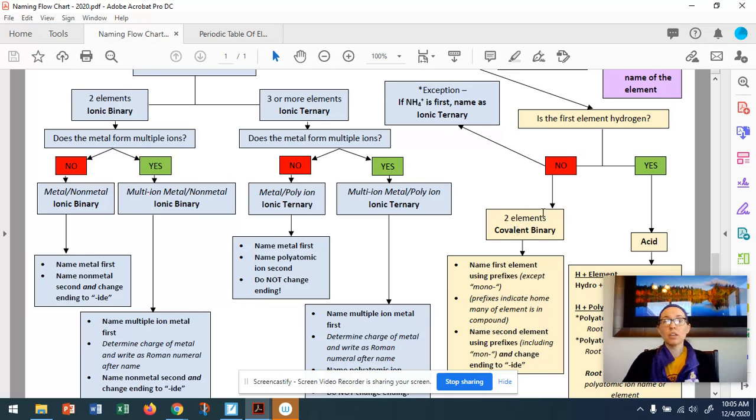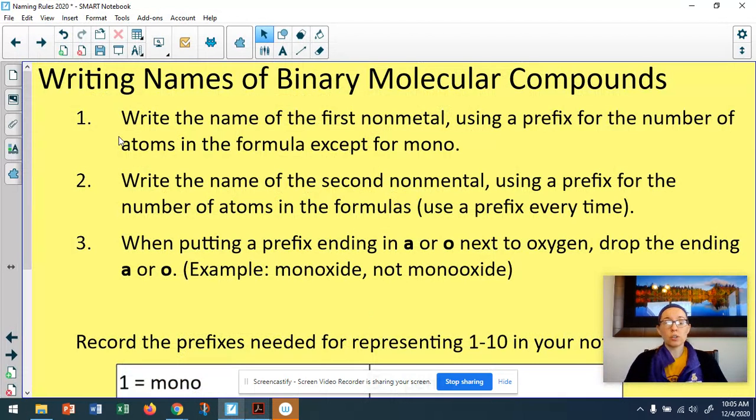Molecular means covalent. So today we're going to learn how to name when you're given the formula and how to write the formula when you're given the name. So within our rules, you're always going to have two nonmetals. And the first one is typically the less electronegative nonmetal. And we're simply going to write that first nonmetal using a prefix for how many atoms are in the formula, with the exception of when there's only one. So when there is only one atom in the formula for the first element, we don't write a prefix.